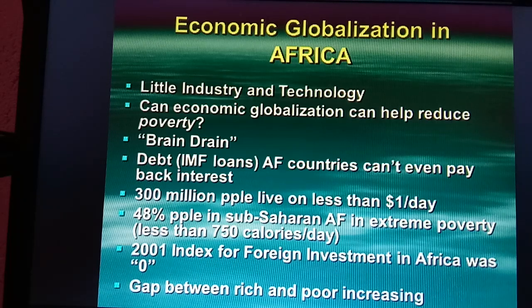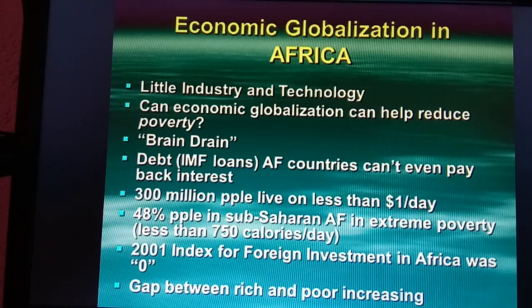So, 300 million people live on less than $1 a day. How much is $1 in the Philippines? 50 pesos. If you can just imagine, 300 million people in Africa live on less than 50 pesos a day. 48% of people in sub-Saharan Africa are in extreme poverty and eat less than 750 calories per day. The calories required to perform a day's work is 1,000 calories, and they get less than 750. It is less likely that we can see Africans who are fat or big-bodied. Most of them are skinny. It's because they are deprived of proper food and nutrition.